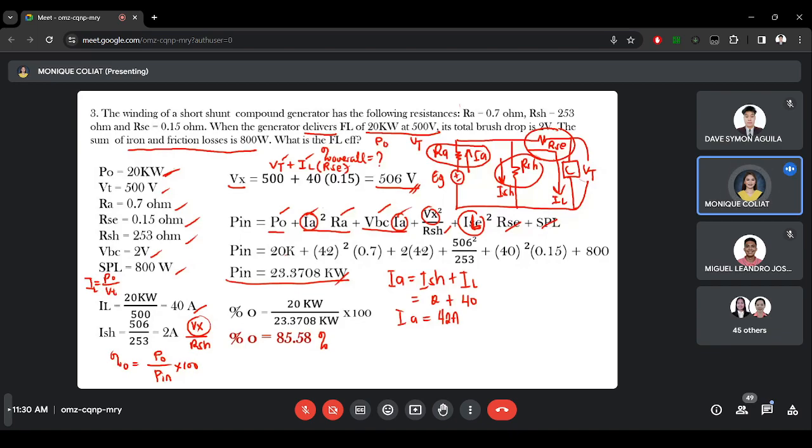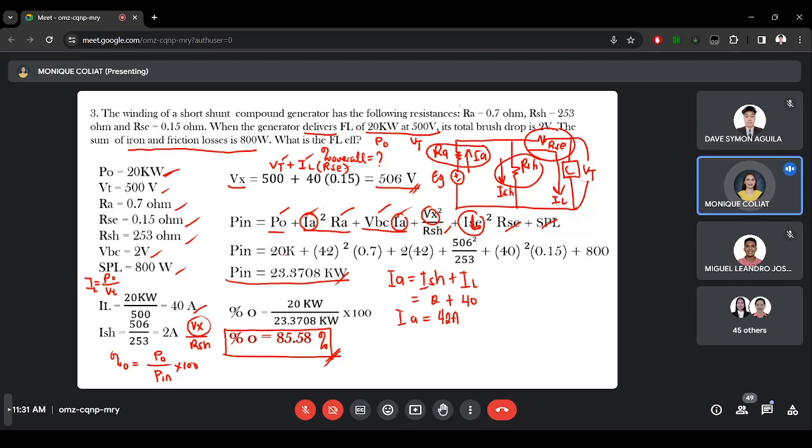Okay, so ito naman. Dito muna yung ating daily load. Half load efficiency ang hinahanap lang natin. Half load. Okay? So, a 200 kilowatts loaded station generator has a constant loss of 1,020 watts and shunt resistance of 10 ohms. If the efficiency at full load is 87%, calculate the efficiency at half load.